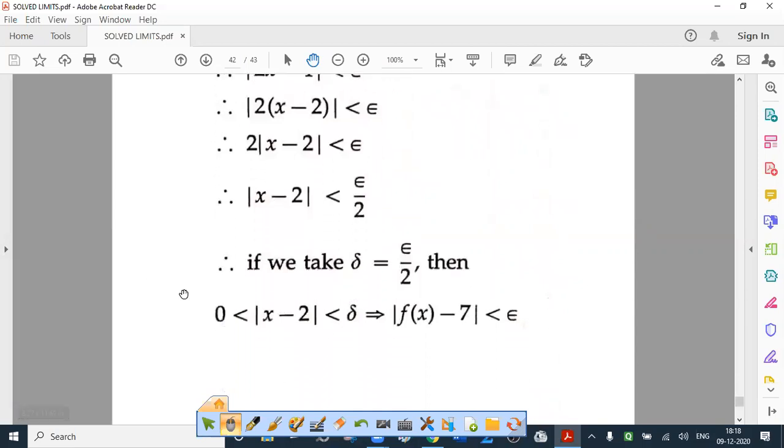Now you will ask me, sir, what is the significance of this? See, the significance of this is the same: the limit can be written in this form, that limit x tends to a of f(x) equals L. I can say that in that case mod of f(x) minus L is less than epsilon, right? Where epsilon is greater than 0, delta is greater than 0, and here 0 less than mod of x minus a less than delta. Okay.